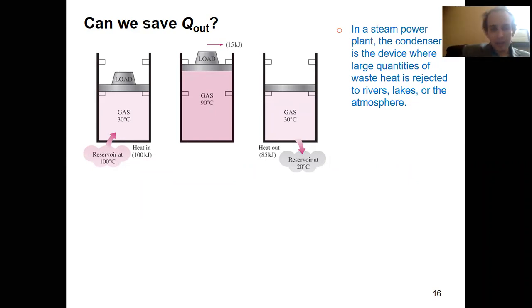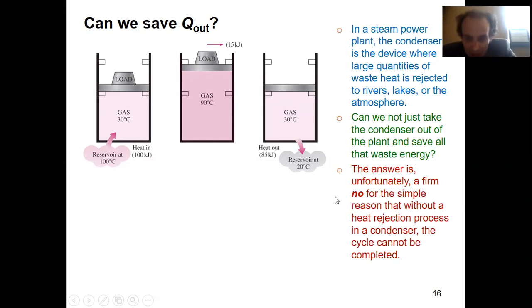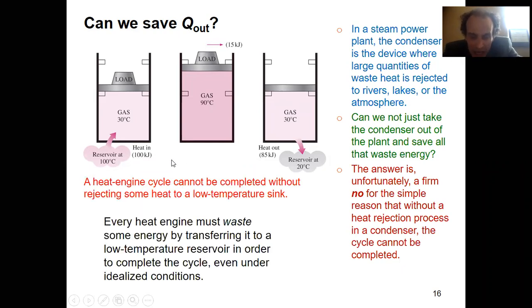No system can operate with one thermal reservoir. You should lose some heat. So unfortunately, the total answer is no. You cannot save Q out entirely. Q out will be there. You may change Q out when you change your system, but something should be lost. Okay, no questions about the Kelvin-Planck statement? Then we have 10 more minutes, so we'll start something else.